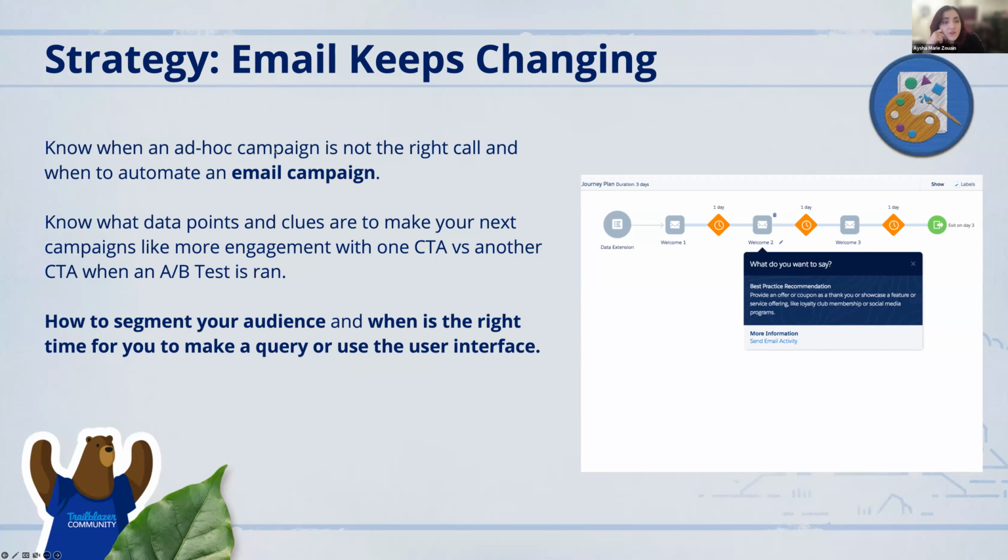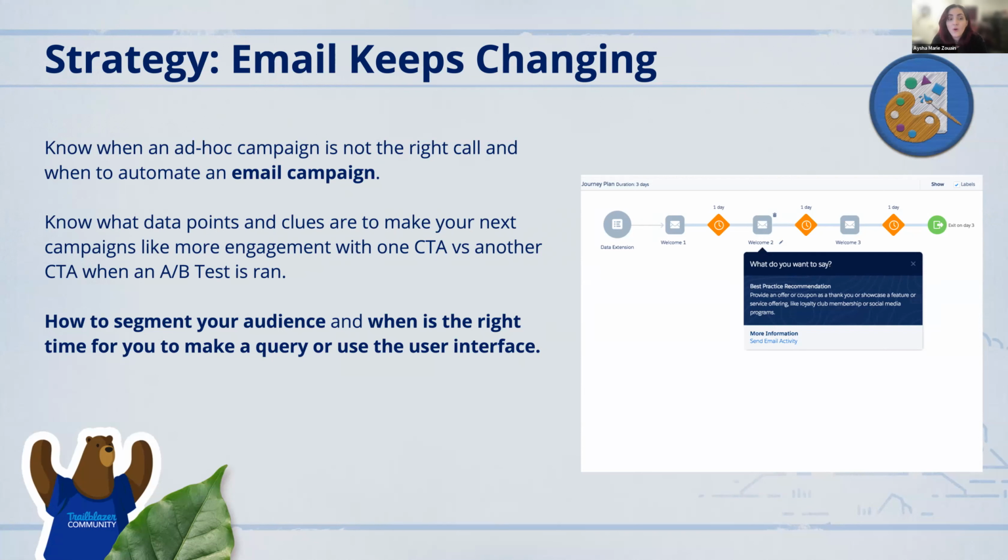So know when an ad hoc campaign is not the right call. Ad hoc is an individual email that was requested or needs to be done as one piece. Check whether you should automate that email, and think about all the reasons why you would want to automate something. Know the data points and clues that are there for your next campaign, like should you run one CTA versus another. And how to segment your audience is definitely going to be on the exam.